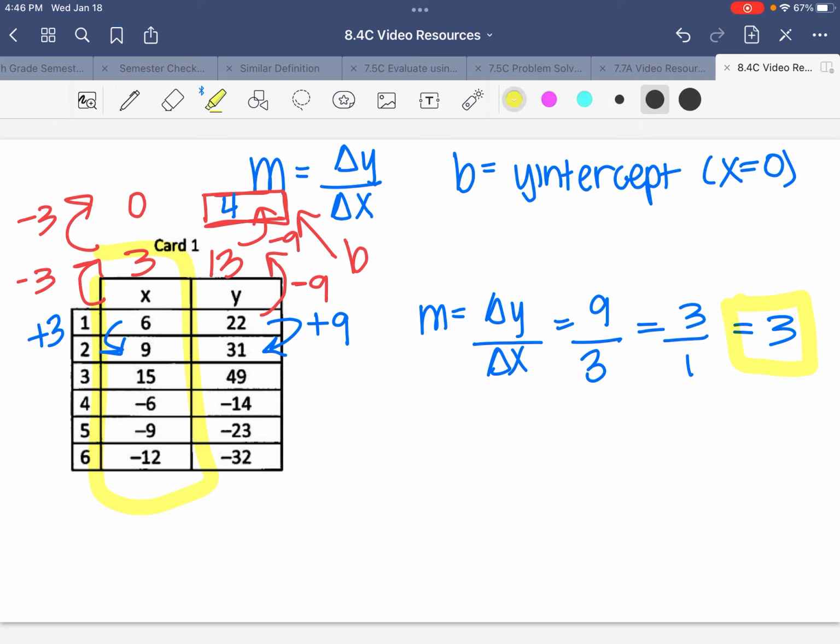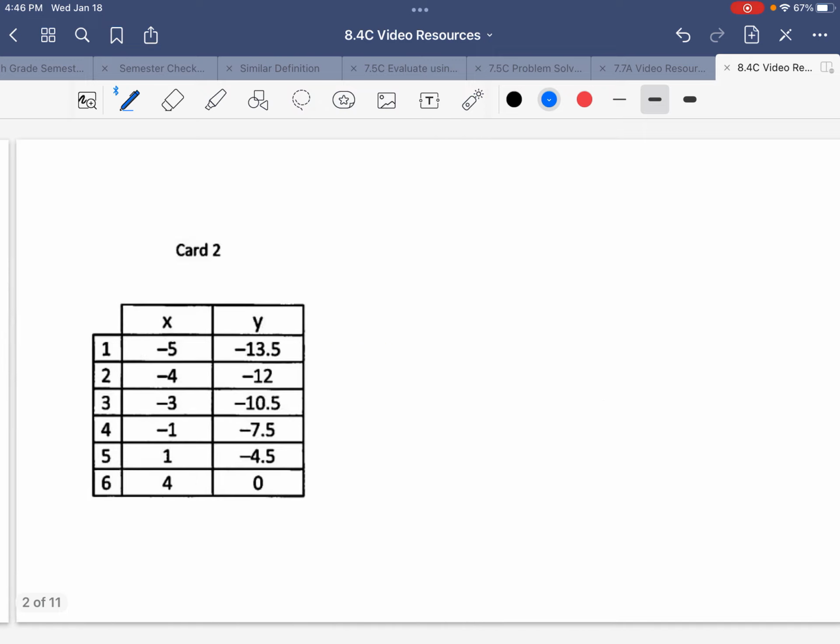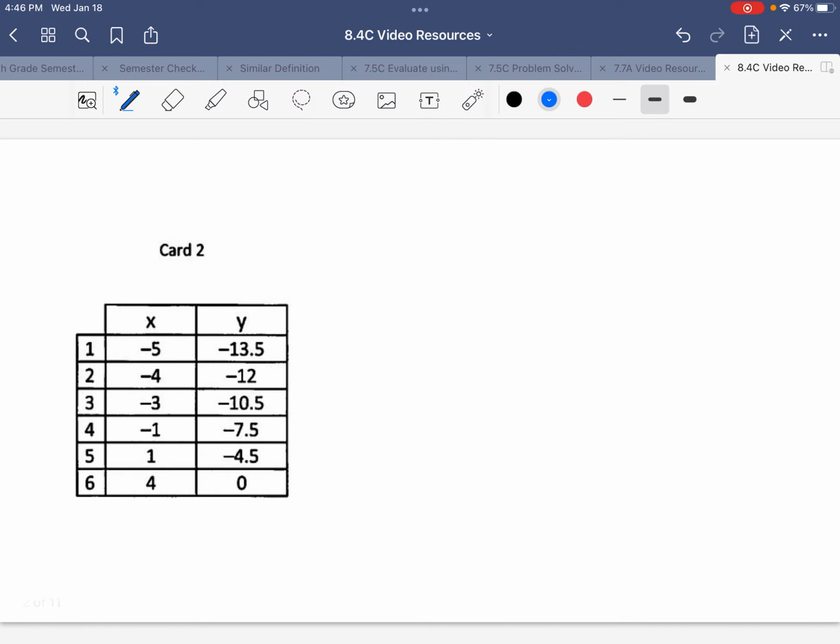So remember, when my x is equal to 0, the y value is my y-intercept. So my slope of this table was 3, and my y-intercept was a positive 4. So we can explore that with another table. So now we're looking at card 2.